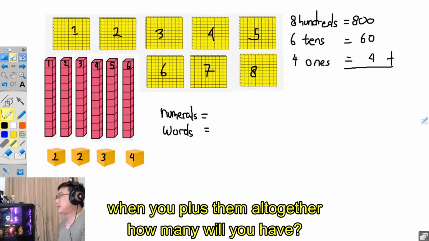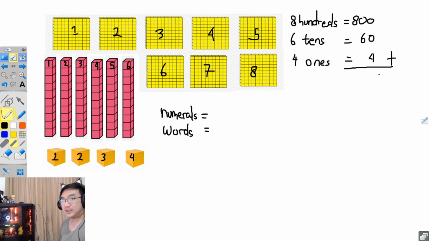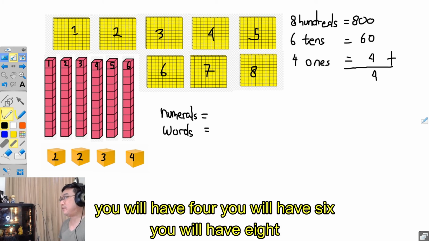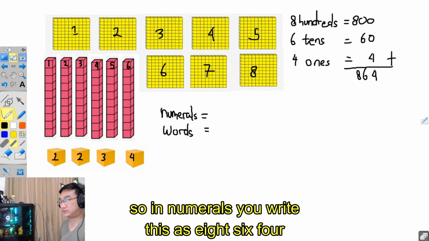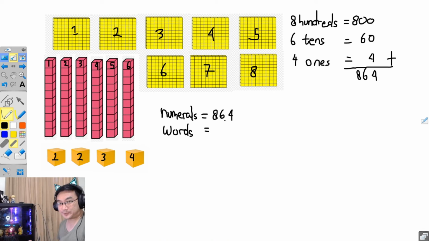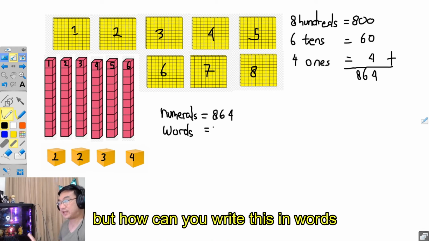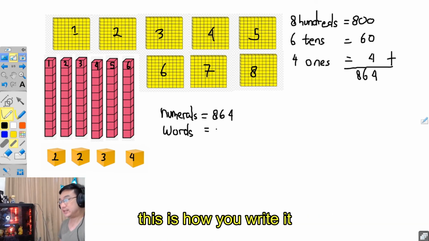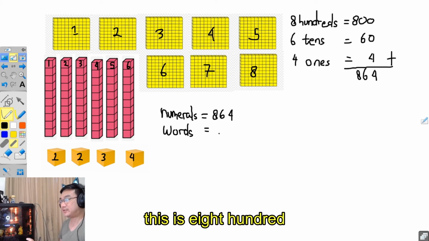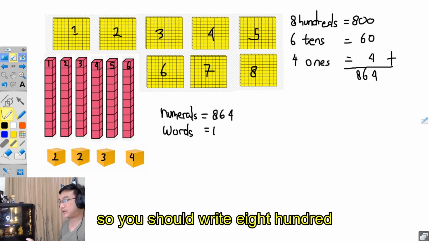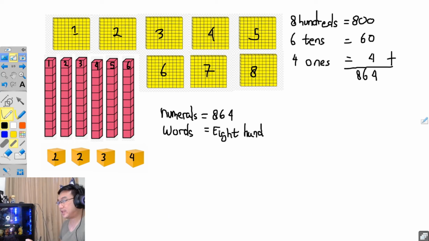When you add them all together, how many will you have? Yes, correct. You will have 4, you will have 6, you will have 8. So in numerals, you write this as 864. But how can you write this in words? This is how you write it. This is 800, so you should write 8 hundreds.